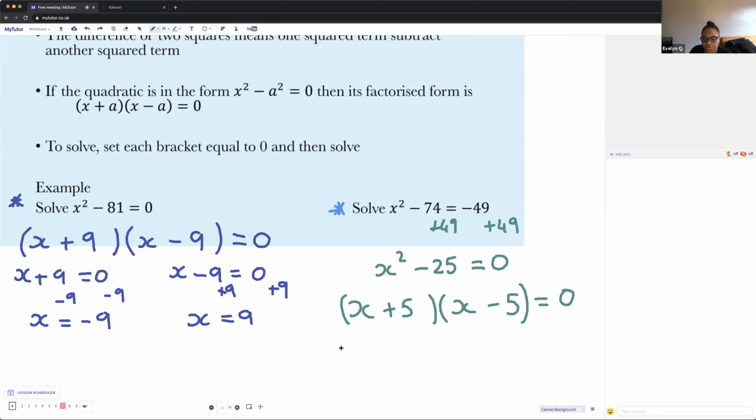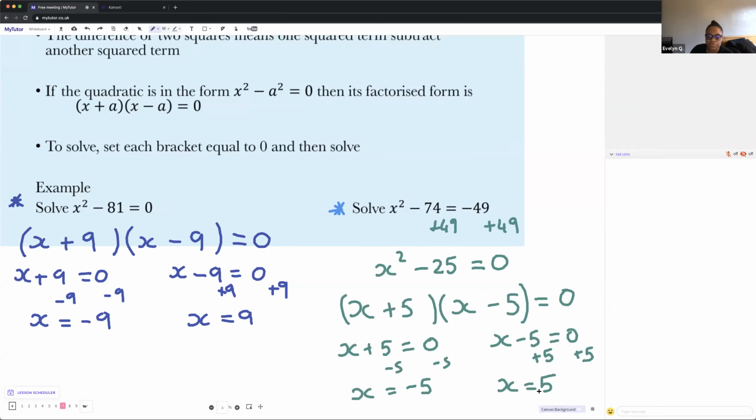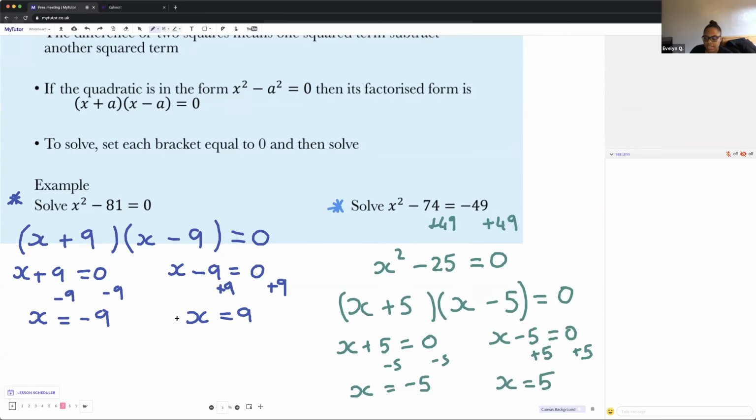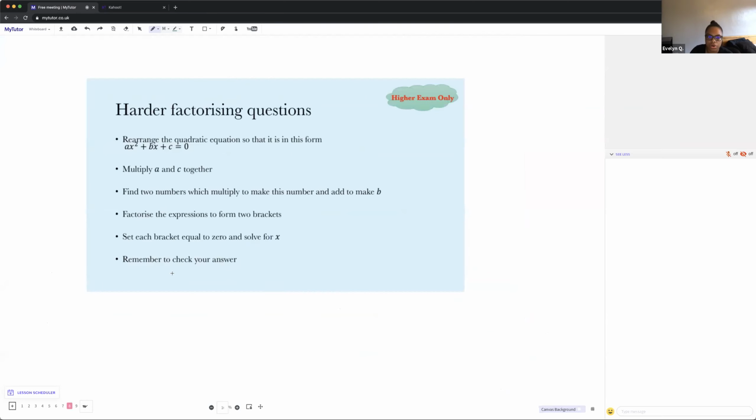equals 0. And then remember, set each bracket equal to 0 and then solve. So on the left hand side, I can subtract 5 on both sides. So you've got x equals minus 5. And then on the right hand side, I can add 5 to both sides. So x equals positive 5. So that would be my two answers. So brilliant. Right, let's move on.